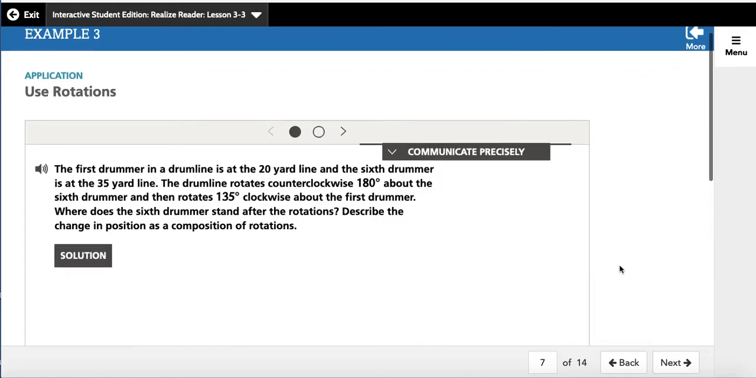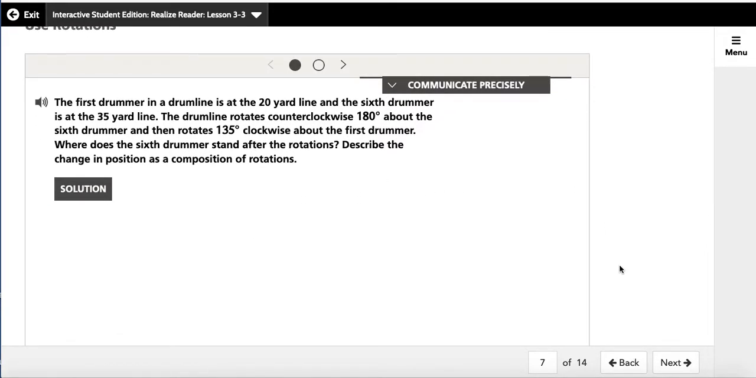Okay, picture a football field. The first drummer in a drum line is at the 20-yard line, and the sixth drummer is at the 35-yard line. The drum line rotates counterclockwise. Don't worry, there's going to be a diagram in a minute.